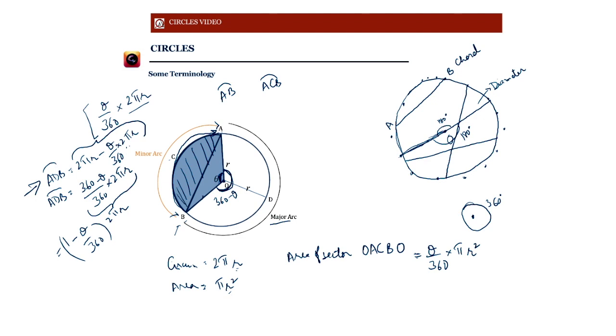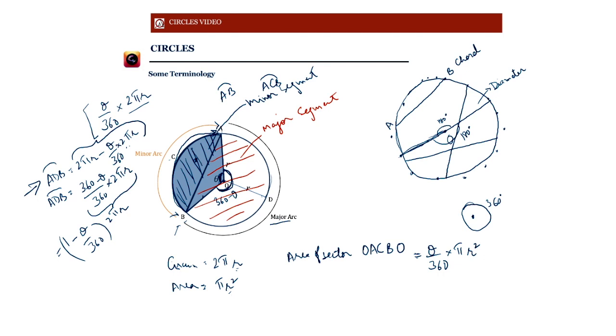Now this part, the part that I'm shading right now, is called a segment. So AB divides the circle into two segments. This is called the minor segment, the smaller part. This is our minor segment. And the other part, the ADB, let's put it in another color. Say here, this entire thing is called the major segment. This is our major segment.